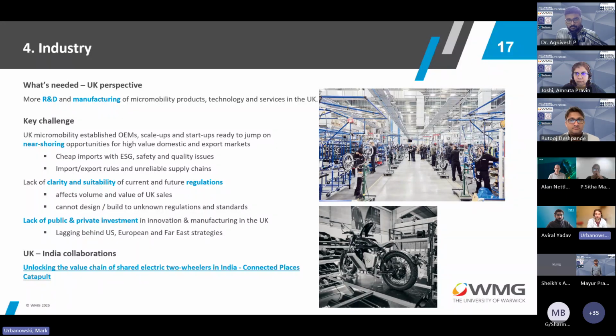We have done, so Connected Places Catapult, Alan led a good project previously with UK and India collaborations, working with Indian micromobility companies and UK companies to share learnings and look to move on both those areas.